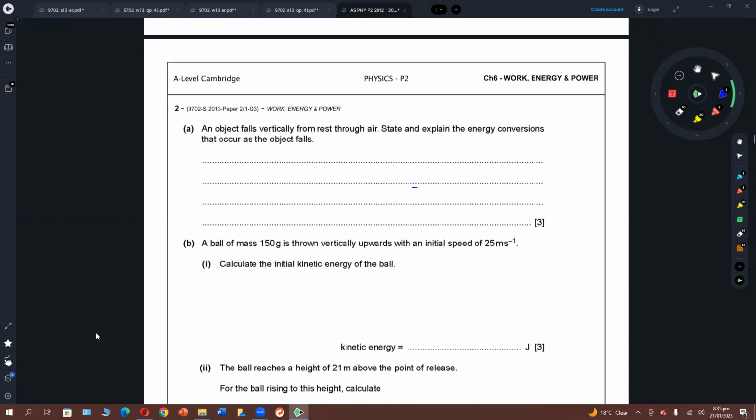Now I'm starting question number 2. This is June 2013, Paper 21, and question number 3. An object falls vertically from rest through air.